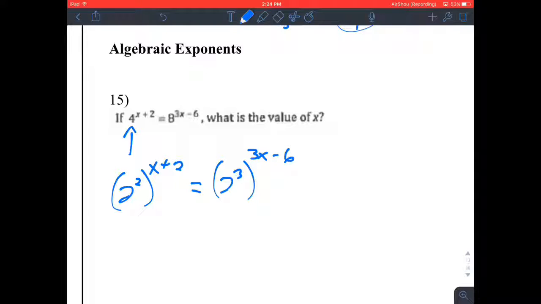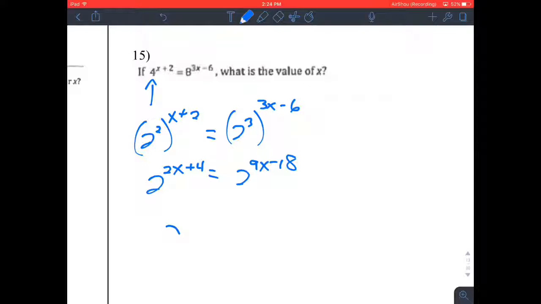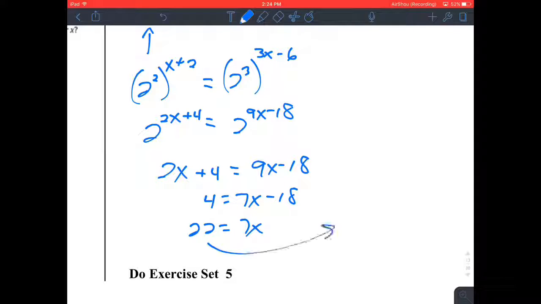Power to a power property, you multiply the exponents. Once your bases are the same, then you can set the exponents equal to each other. I'm going to subtract 2x from both sides of the equation. This is a 2x, not 2 to the x. I'm going to add 18 to both sides of the equation. Divide both sides by 7, and you get x is 22/7. Should be able to complete the entire exercise set 5 at this time.